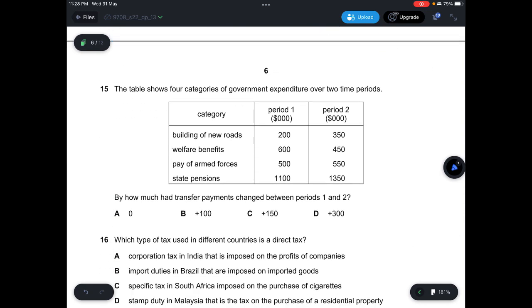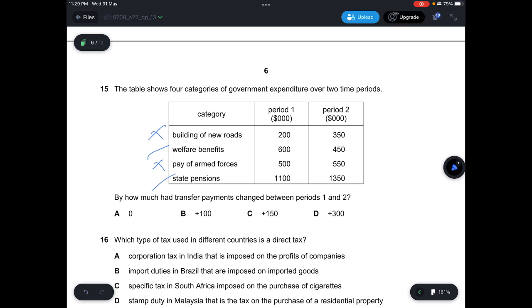Question 15, the table shows 4 categories of government expenditure over 2 time periods, and by how much have transfer payments changed between periods 1 and 2. So let's look at what would be transfer payments here. A, it says building of new roads. This is not under transfer payment. Welfare benefits is under transfer payment. C, it says pay of armed force is not under transfer payment. And state pension is under transfer payment.